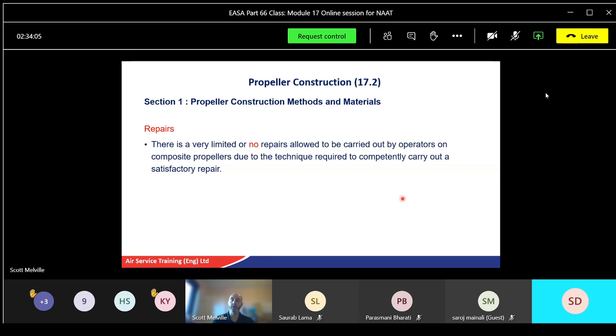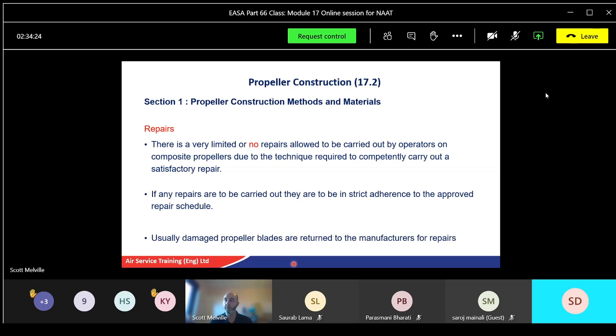Repairs: there are very little or no repairs allowed in these times, carried out by operators on composite propellers due to the technology required. So again, it's going to be replaced by the manufacturer. Any repairs should be carried out in strict adherence to an approved repair schedule, as long as you're authorised for that. If you're not authorised for it, you can't do it. Usually damaged propeller blades are returned to the manufacturers, especially carbon fibre ones. Composite ones will go back to the manufacturer. Some of the carbon ones, you can do minor repairs. If it's a serious repair, it goes back to the manufacturer.